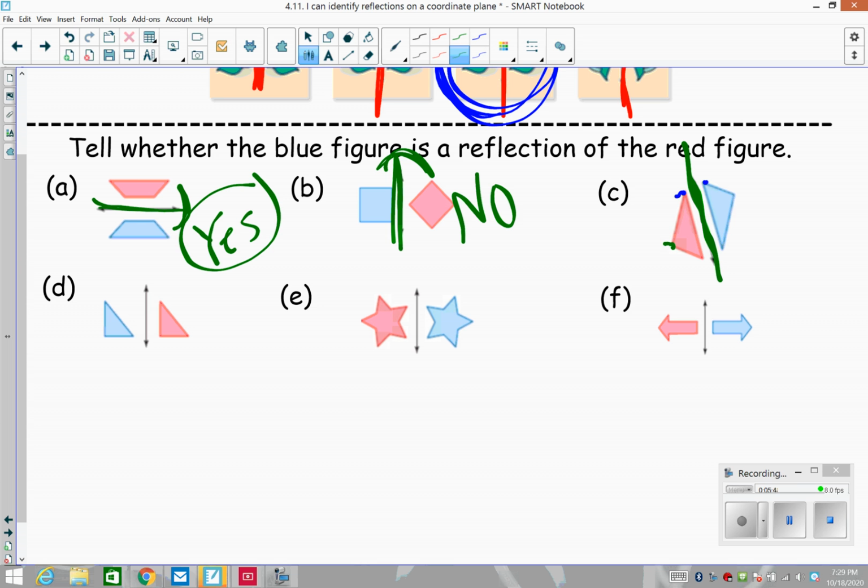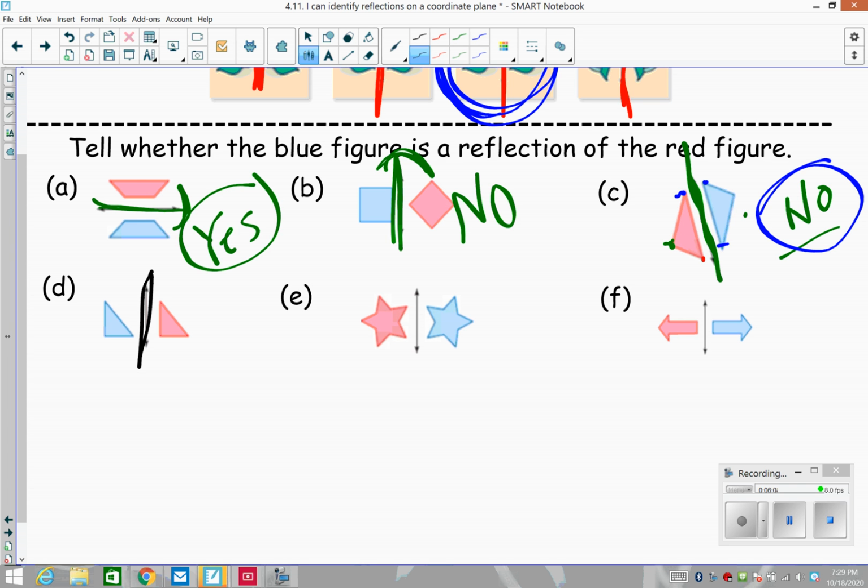However, the huge dilemma is this point right here, when flipped, is going to land right there. So does this look like a good reflection? I'm going to say no. It doesn't appear. And likewise here, this red corner, when I flip it, does it land exactly on the blue corner? I'm going to say not a reflection.